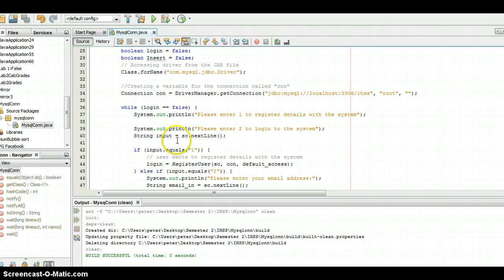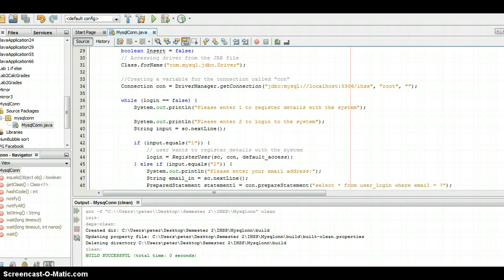So yeah, a patient will be asked to register with the system. Just be asked to press number 1 to register with the system, or to press number 2 to log into the system. So this is just a wee if statement.